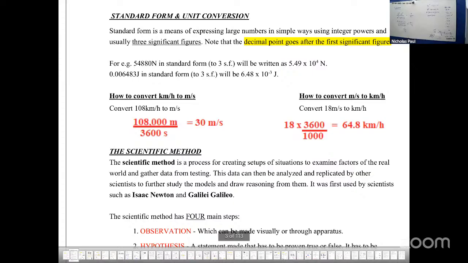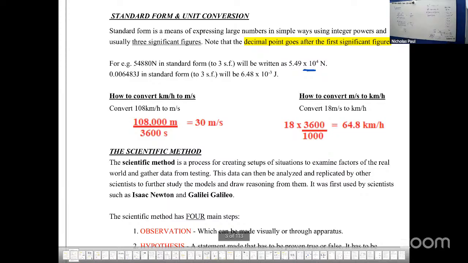So you may or may not remember this, but if you have 54880, you have to move the decimal place from here to the left. When you move to the left it is positive. When you move to the right it is negative. So 1, 2, 3, 4. So that's 5.49 by 10 to the 4. Everybody okay with that? Sometimes you can replace 10 to the 4 with a prefix. So you have different options.